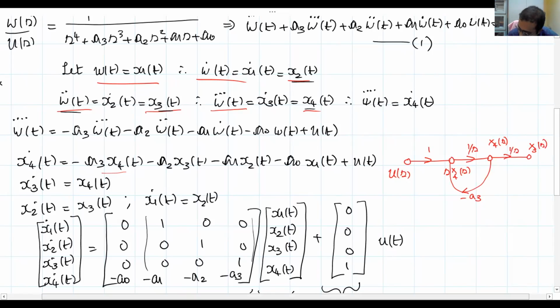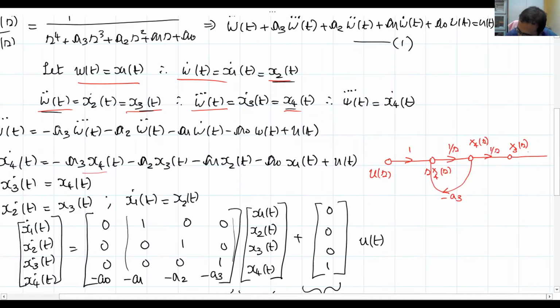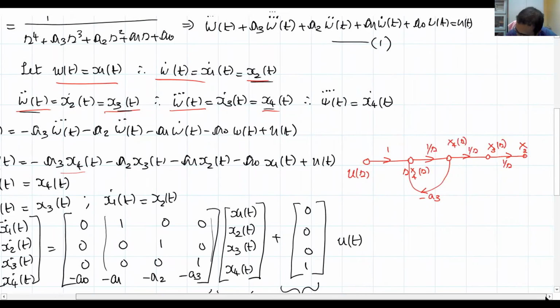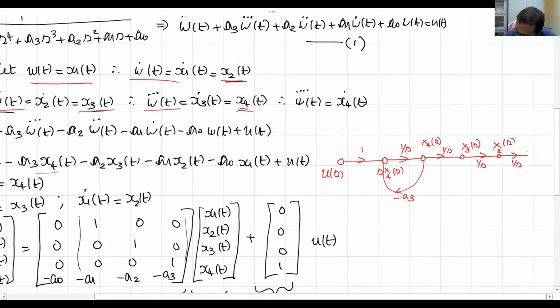Okay. And if you integrate once again, what will you get? You should get x2. Why? Because x2 dot is x3. So if you integrate x4, you should get x3. If you again integrate, you should get x2. And one more integration, what will you get? You will get x1 of s.